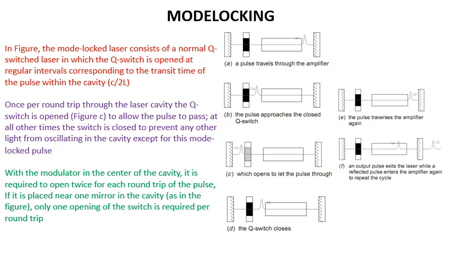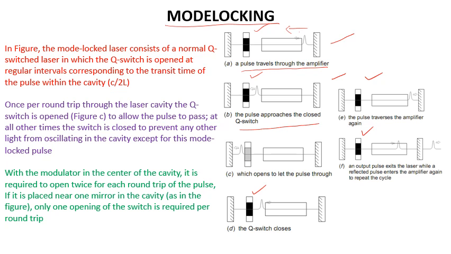Okay, so on this slide we can visualize the mode locking. If you see here, this is a cavity, and the pulse is moving, propagating through the cavity. Here the Q switch is closed, and here the Q switch is closed. Now we start: when the Q switch is closed, the pulse travels through the amplifier, and it's reflected from here and comes back.